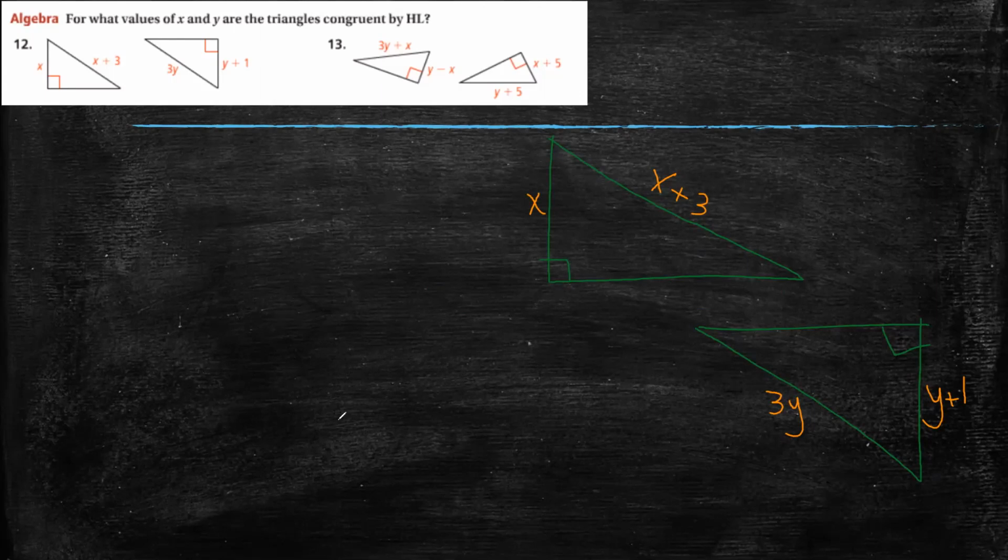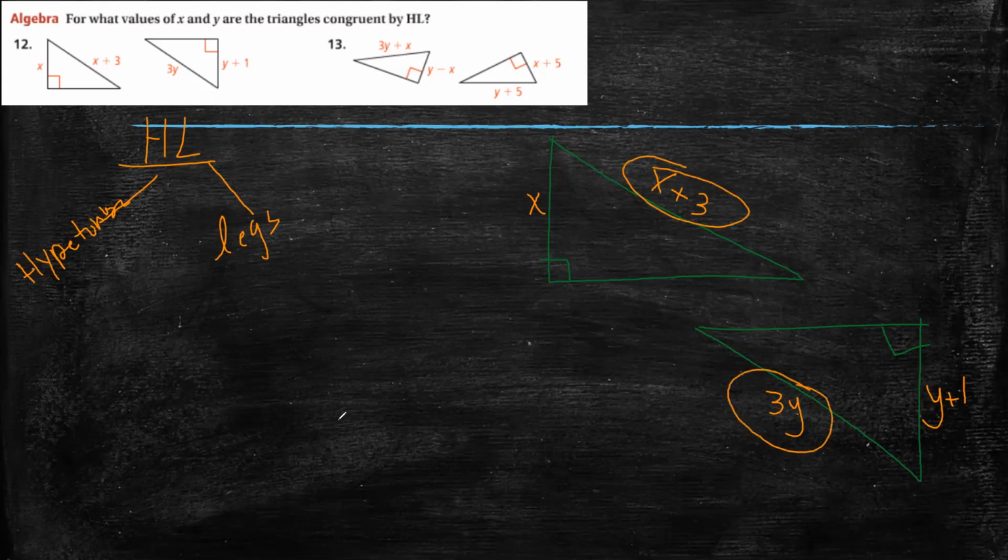Yes, teacher. If I use the HL theorem, that means the hypotenuse and one pair of legs are congruent. The meaning or the definition of congruent is that it has the same size and the same shape. So that means x plus 3 is equal to what? 3y. Thank you.